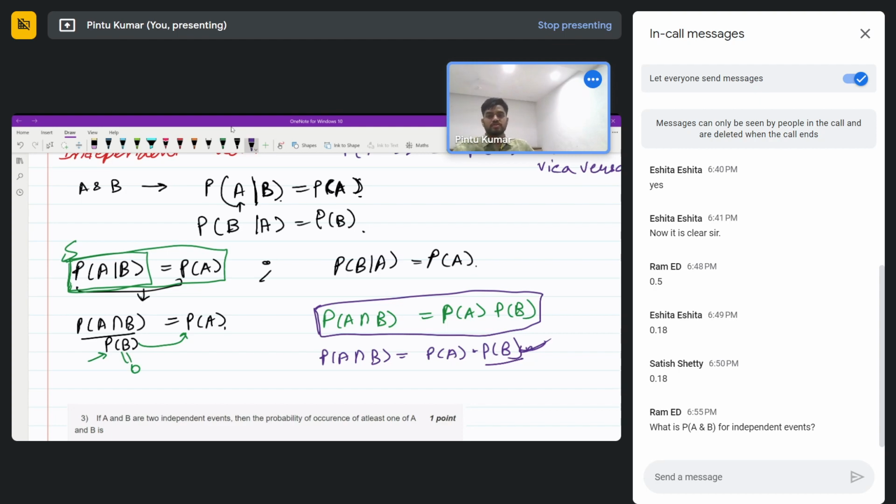Any doubt in this? What are independent events? I answered your question. What is the probability of A and B? Intersection means and. So the probability of A and B is the probability of A into the probability of B.